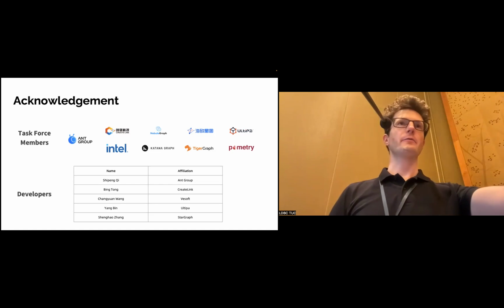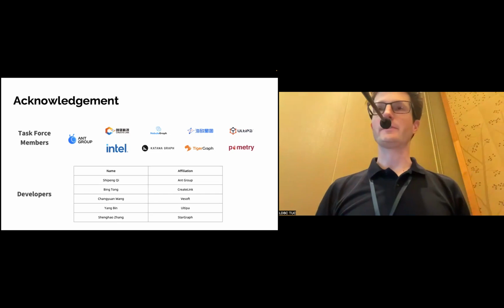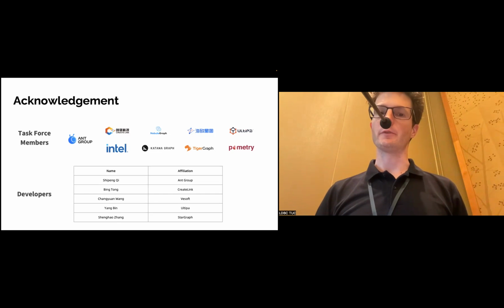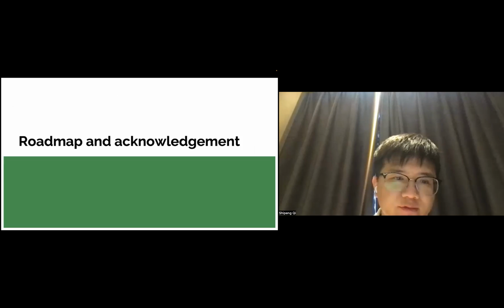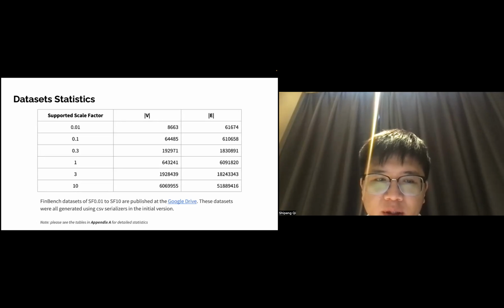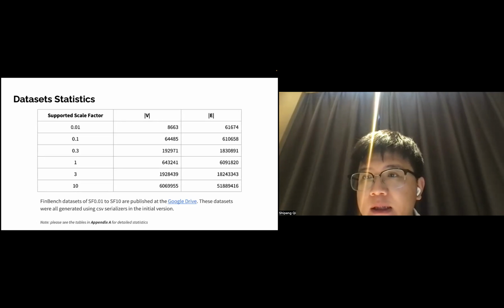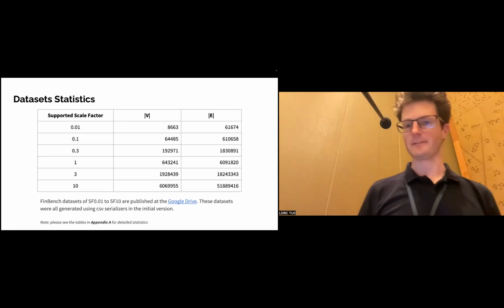I saw a hand, Minchi, maybe? What's the scale factor? So what is the current scale factor that you support? The current scale factor we support is that we run the cross validation on scale factor 1, and we run benchmarking on scale factor 10.